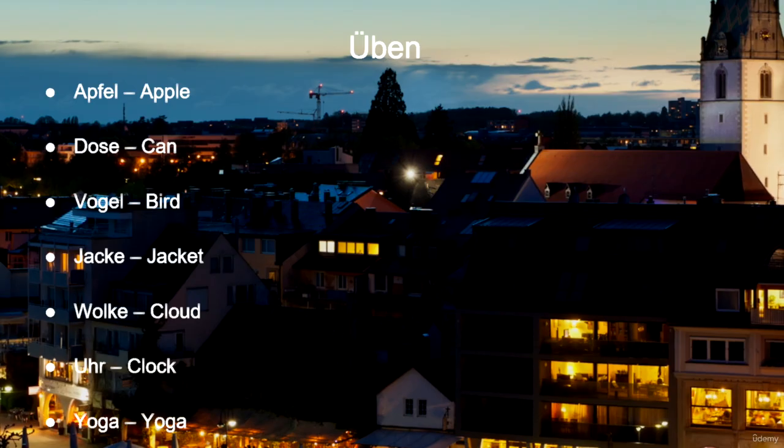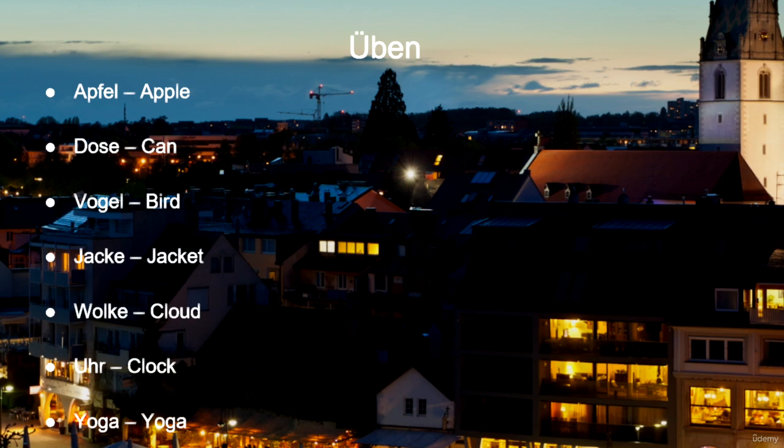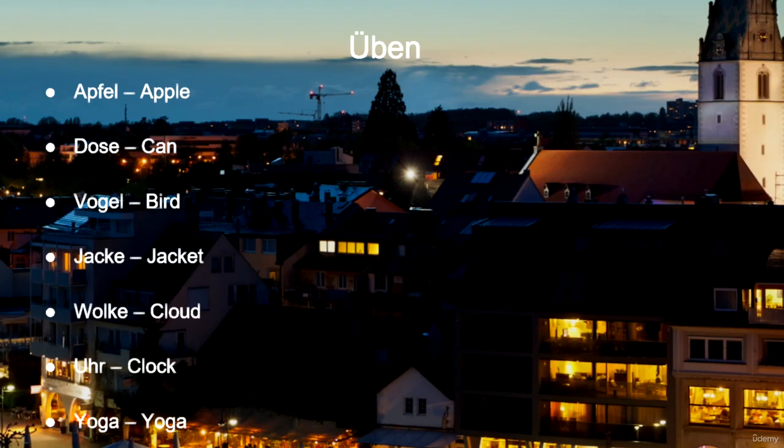Uhr. Uhr means clock, and the H in this case is silent. Uhr. And finally, yoga, just like the English version of the word. Yoga. Now we are finished with the basic letters. I want to talk more about the letters that make the German language more special.